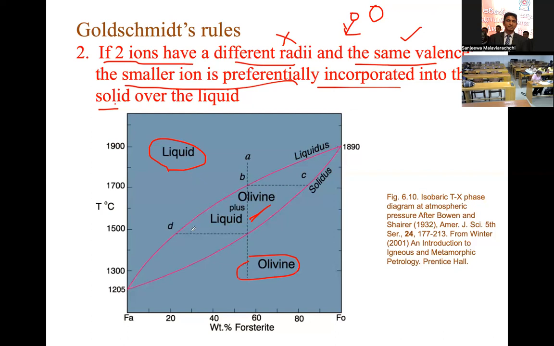So if you have two ions with different sizes but with the same charge, the small one will incorporate more into the solid. That means it will be more accumulated in the solid side, right? In here also it will be going to the solid, not to the liquid. So this is happening under Goldschmidt's second rule.